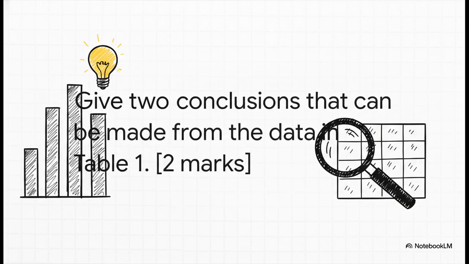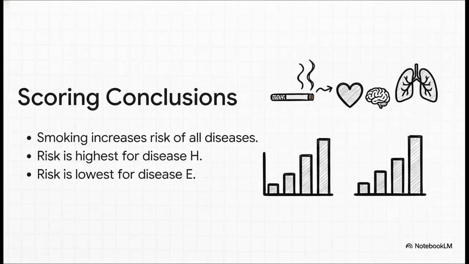Okay, switching gears a little bit for 1.6. We're moving into data handling. You're given a table and you need to give 2 conclusions. This is a big one. They're not just asking you to read numbers off a table. They want you to tell them what those numbers mean. What's the story here? So the cool thing is the mark scheme gives you a few different ways to get this right. You just need to pick any 2 of these. You could go for the big picture, smoking increases the risk for all the diseases listed, or you could get specific and compare them. Say that the risk for disease H goes up the most, while the risk for disease E goes up the least. Any 2 of those, and you've got full marks.